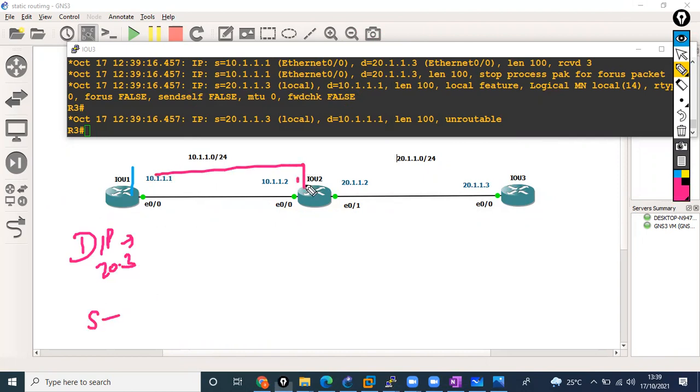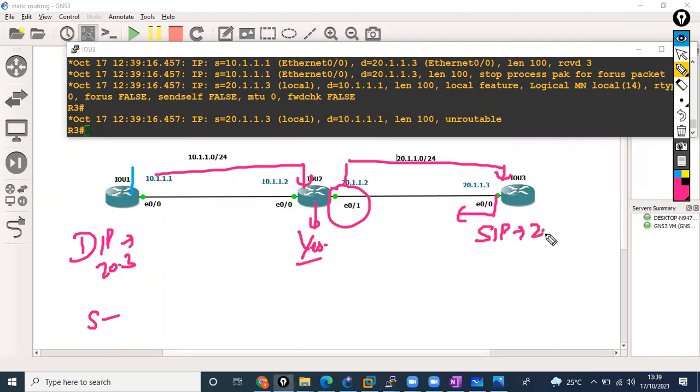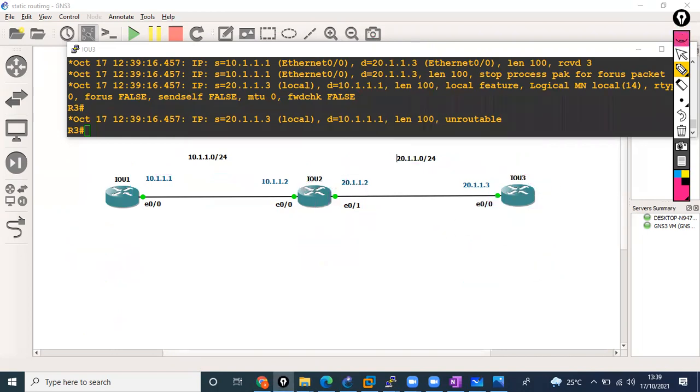When the packet is on this router, the router will check in the routing table: do we have any routes or not? The answer is yes, because that is directly connected on E0/1. And finally, the packet will reach here. But during the reply, the source IP will be 20.3, but the destination IP will be 10.1. Then in this router, you can check it here.